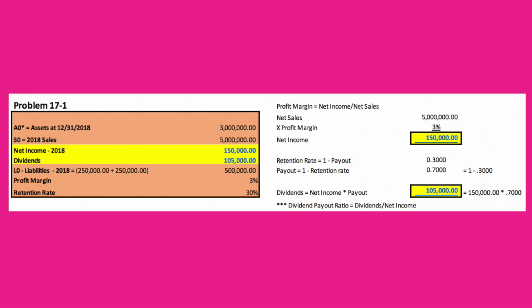Let's start by computing the net income required and dividends for 2018. We were given a profit margin of 3%, which we will now use to compute the net income. So 3% multiplied by the total sales for 2018 will give you 150,000. And for the retention rate, which was given at 30%, we will use this to get the dividend payout ratio, which is equivalent to 1 less 30% and will give you 70% or 0.7000. To get the dividends, multiply 0.70 to the net income of 150,000, it will give you 105,000.